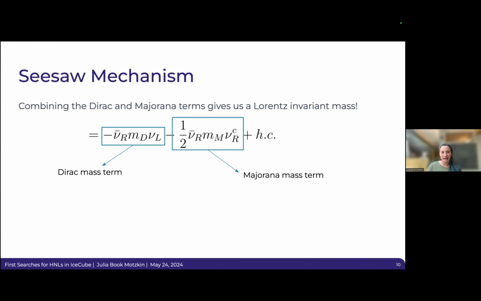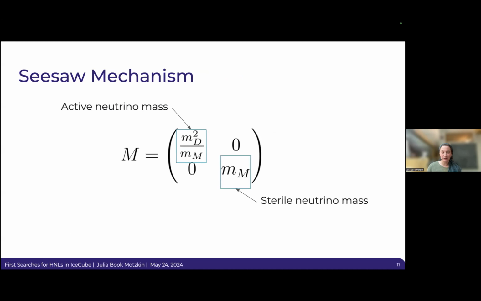and end up rewriting the mass in a way where the active neutrinos have a mass of the Dirac mass squared over the Majorana mass, and the sterile neutrinos just have the Majorana mass. When you do this, the more massive the sterile neutrinos are, the lighter the active neutrinos become. And we call this the seesaw mechanism. It is one of the most common theories behind neutrino mass generation, and the more sophisticated models that are out there tend to build upon this basic concept.